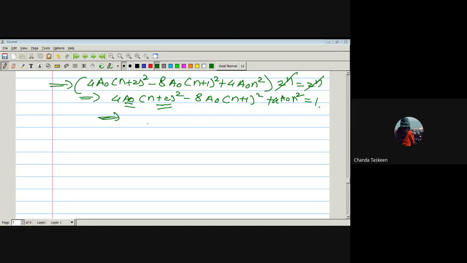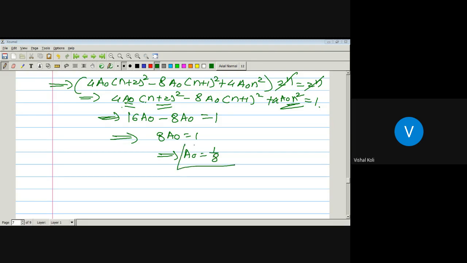In the middle term only minus 8 a naught comes, na. n square plus, sorry, n square plus 2n plus 1, na, it is. So it is nothing but 4 a naught into n square plus 4n plus 4. So actually it is 4 into 4, 16 a naught, minus of 8 a naught into n square plus 2n plus 1, which is nothing but minus of 8 a naught. And as this one is 4 a naught n square, there is no constant term, and which is equal to 1. So actually it is nothing but 8 a naught is equal to 1, which implies a naught equal to 1 by 8. And there is only one constant term in its trial function.